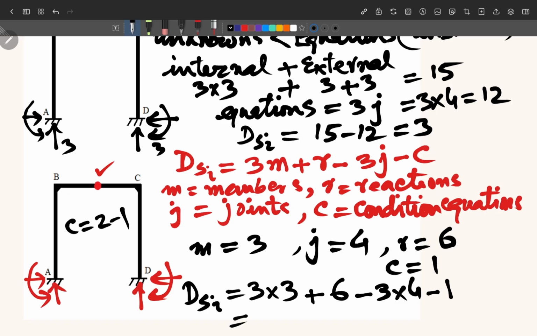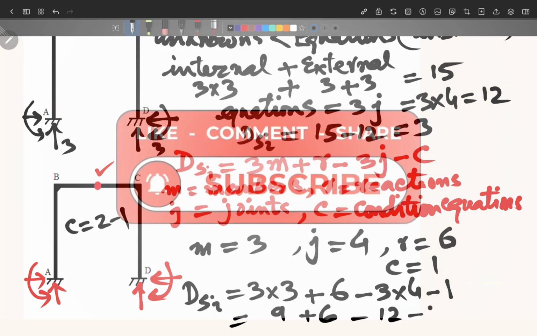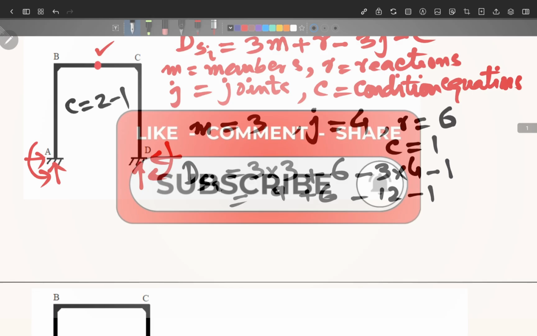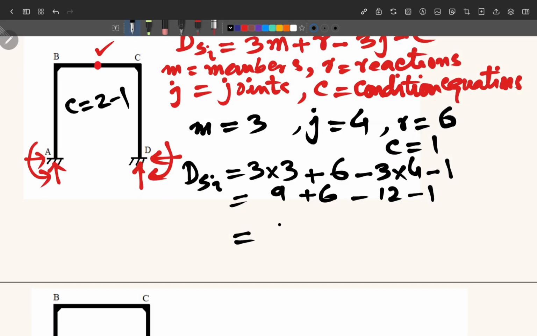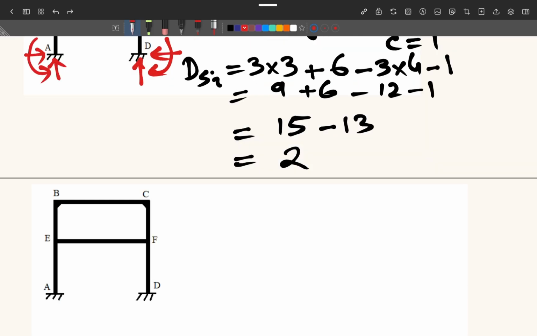So we can calculate this as 9 plus 6 minus 12 minus 1, and we get this value as 15 minus 13, and this is equal to 2. So this way we have got the degree of static indeterminacy of this rigid frame where there is one internal pin. Now we will look at another question.